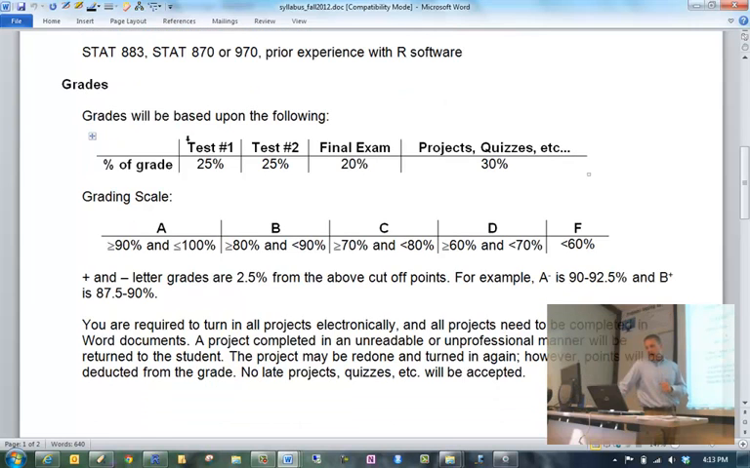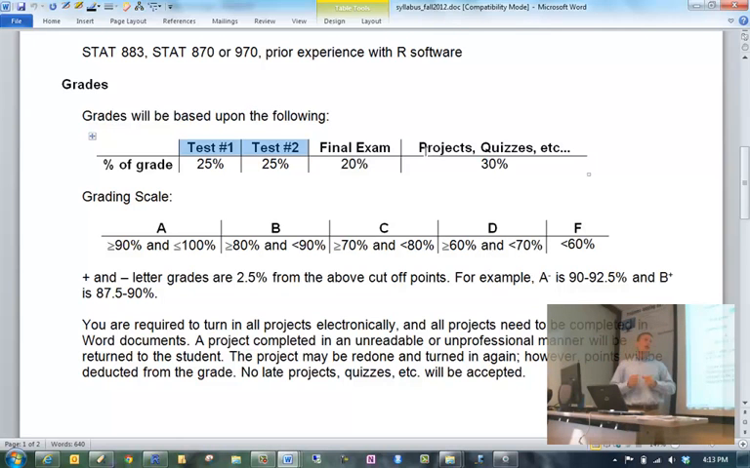Grades. Test 1 is 25% of your grade. Test 2 will be 25% of your grade. The final exam, comprehensive, will be 20% of your grade. And lastly, there will be a number of projects and quizzes throughout the semester that will all be combined to be 30% of your grade.